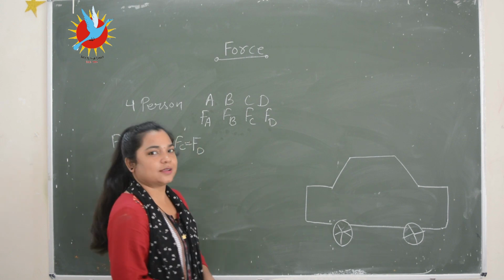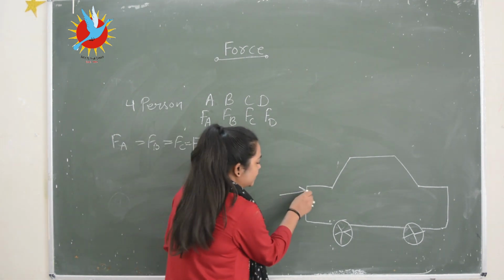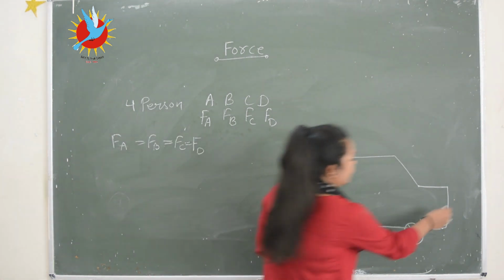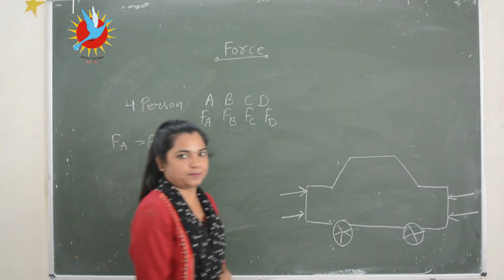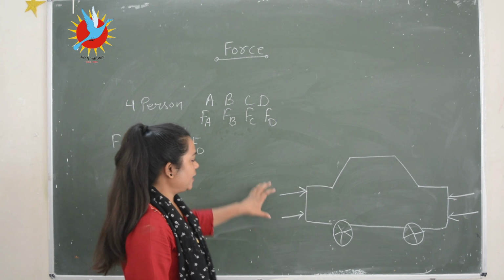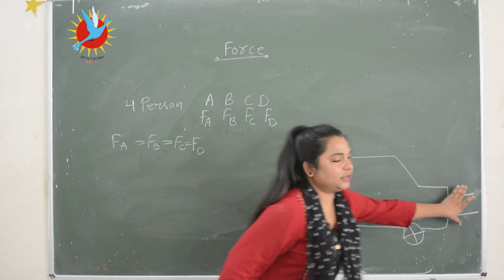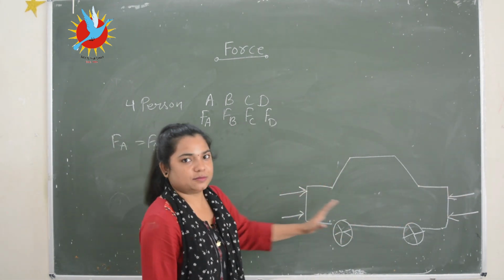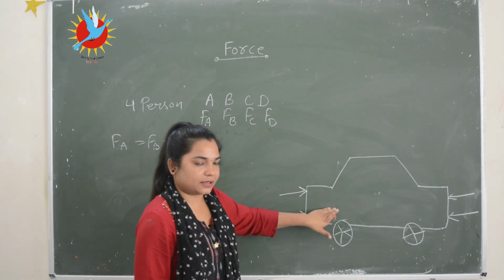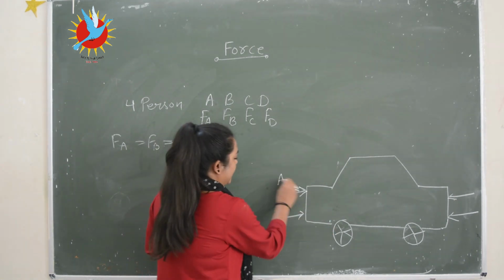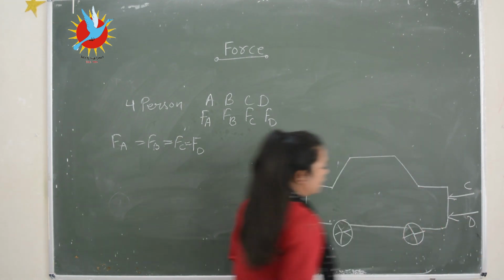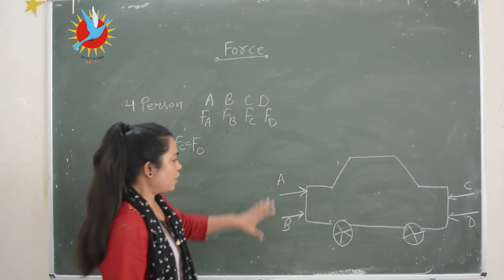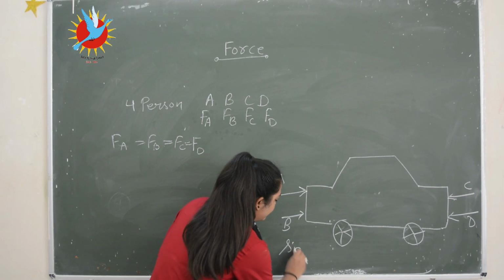It is because 2 of them are pushing it on this side and 2 of them are pushing it from this side. Okay, that is why, since their force is equal on both the sides, there is no change in the state of this object. Suppose A and B are on this side, C and D are on this side. So what is the total force on side 1?